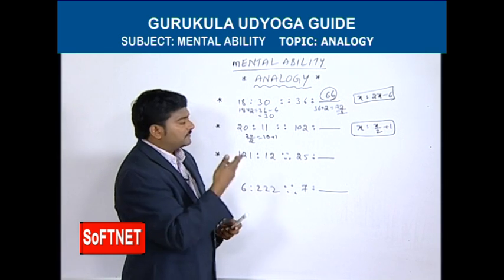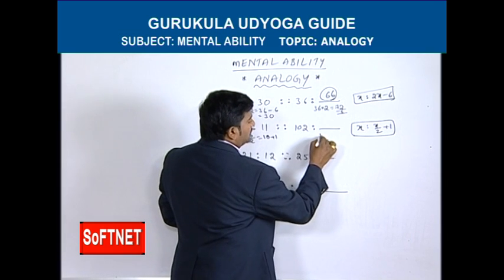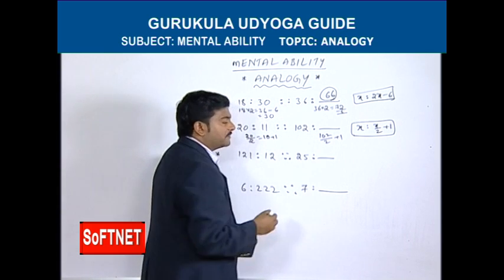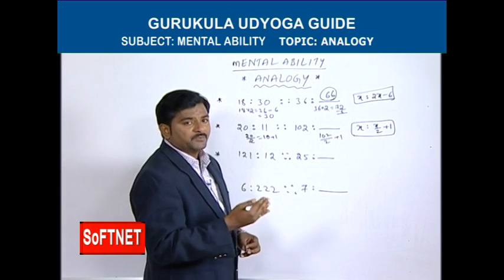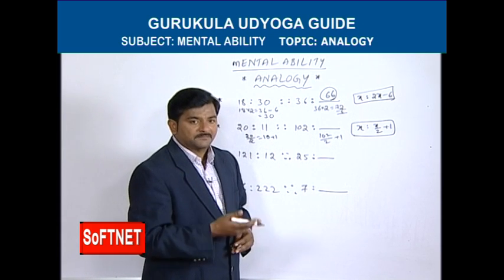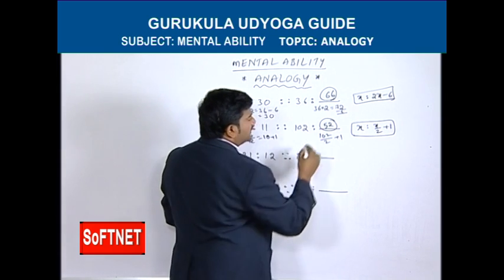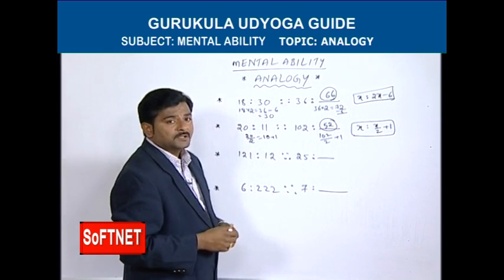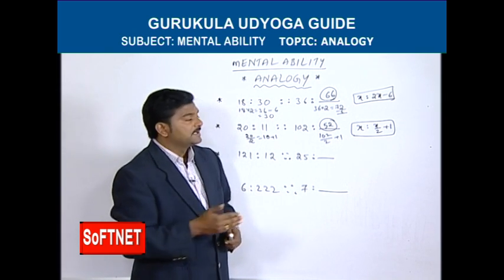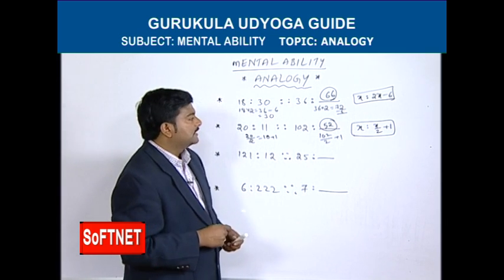Now the same logic will apply for the second pair also. What I have to do? 102 divided by 2 plus 1. Dividing by 2 means indirectly I am taking half. Half of 102, how much am I getting? 51. 51 plus 1 means we can take 52. I hope you understood. So the first example is x is to 2x minus 6. The second example is x is to x by 2 plus 1. I hope you understood these two models.